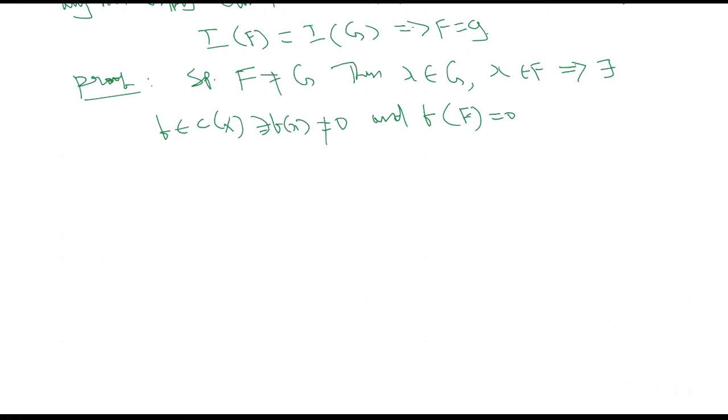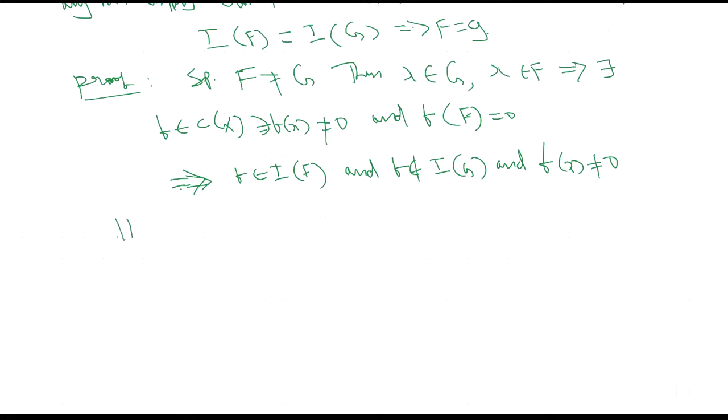That implies f belongs to I of F and f does not belong to I of G, and f of x is not equal to 0. Hence G is a subset of F.